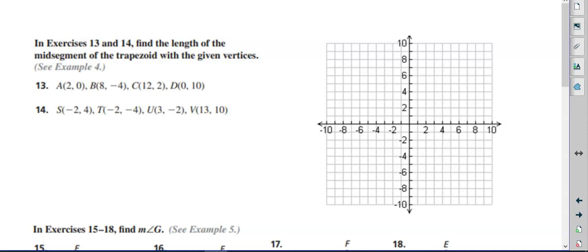Right, 13 and 14. It's going to be kind of messy because we're going to be overlapping here. So find the length of the midsegment of the trapezoid with the given vertices. So 2, 0, right there. 8, negative 4, right here. 12, 2. That's off a little bit, so sorry about that. And 0, 10, right there.